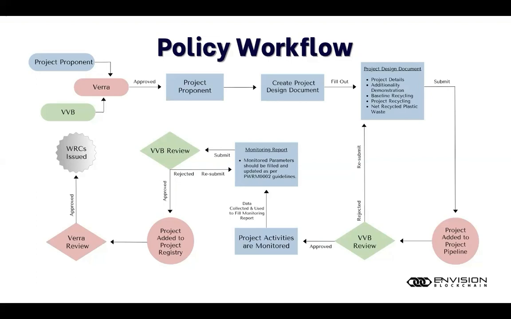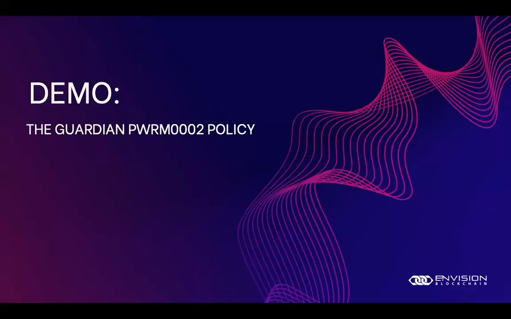Then you'll submit it, and the VVB will again have the ability to approve or reject it. Once they've approved it, then Vera will add it to the project registry. And Vera will do a final review and approve the WRCs that are issued. That's when the minting will happen. So now let's go ahead and go into the Guardian. We could do a quick walkthrough of different features that we have in there and how you can use them.